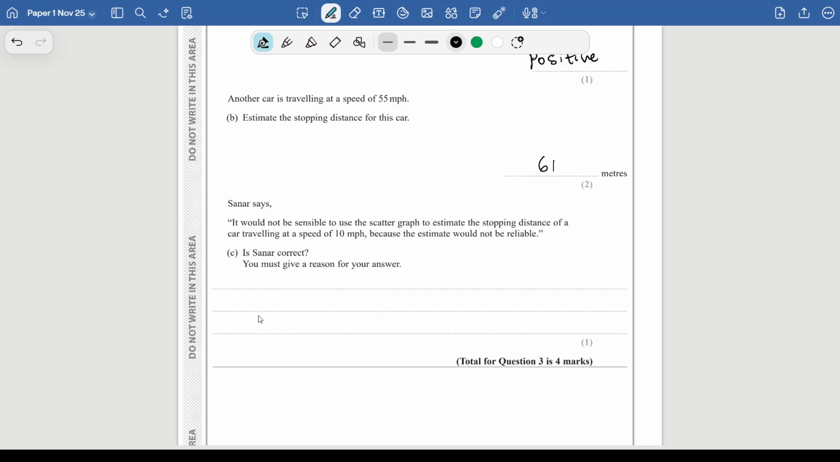Sorry, this is 61. So this is yes, because 10 mph is out of scope of the graph. So any estimate would not be reliable.